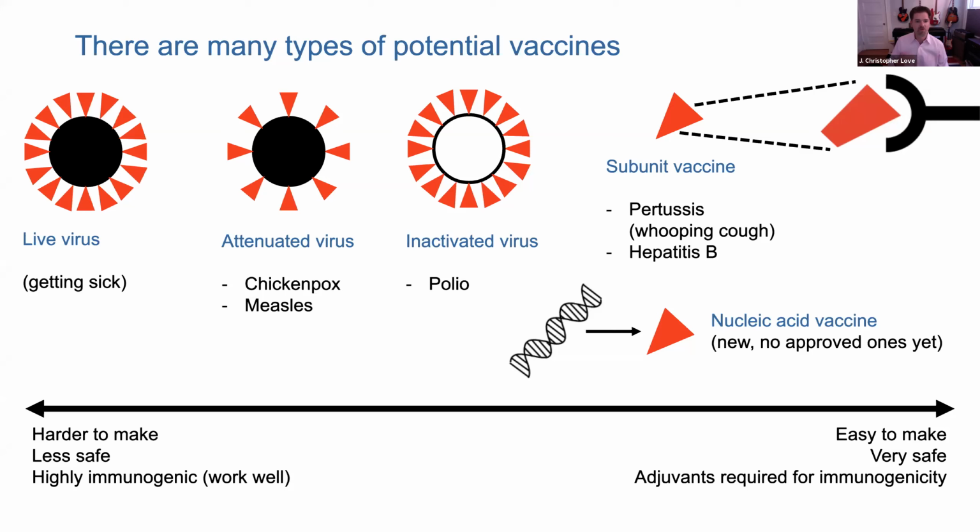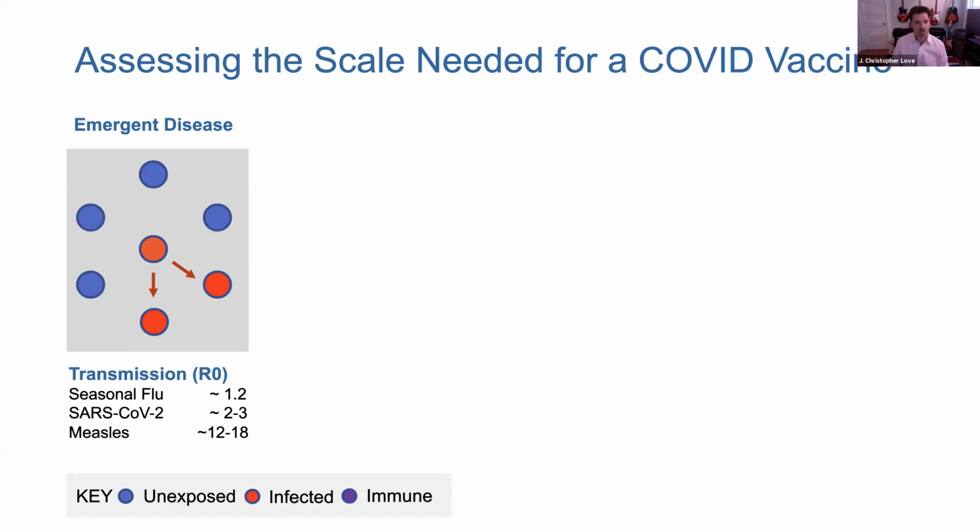Subunit vaccines, however, rely on the existing infrastructure to manufacture large volumes of protein that are used in vaccines today, as well as in therapeutics like monoclonal antibodies. And so they represent a really important class of molecules as we think about making a vaccine.